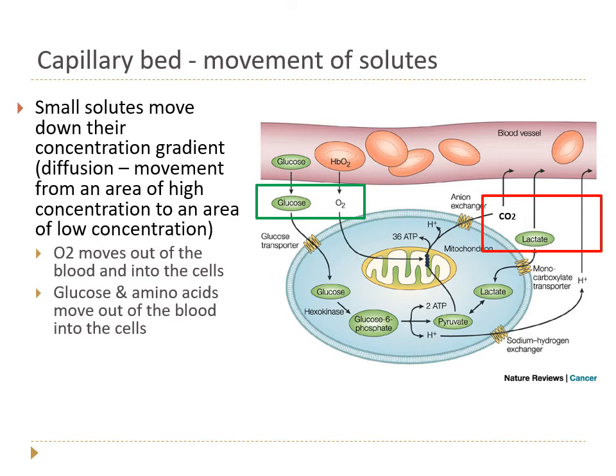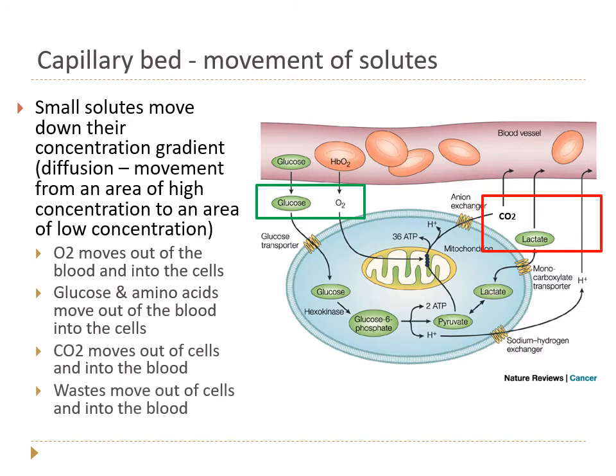And then on the other end, which is just on the other hand, really. So carbon dioxide, which is being made as a waste product from aerobic cellular respiration, and lactate, which we sometimes make when we do fermentation, those are going to move out of the cell because they're going to be at high concentrations because the cell continues to make them, and diffuse across the capillary wall to the inside of the capillary and enter the bloodstream.